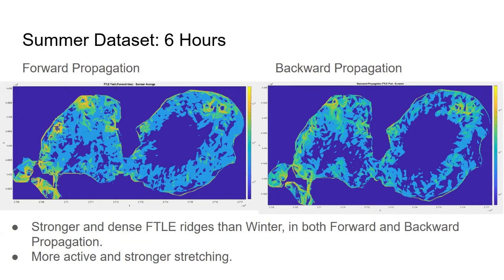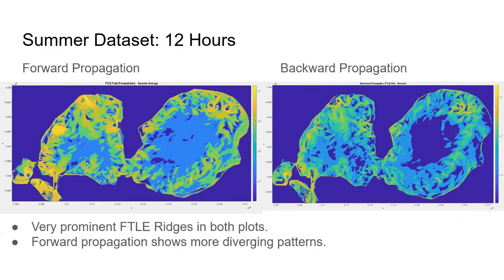The 6 hours are more defined and denser than winter, and show more active stretching in both forward and backward propagation. At 12 hours, there are very strong FTLE ridges, especially in forward plots, representing dispersion. Very prominent in both plots though.